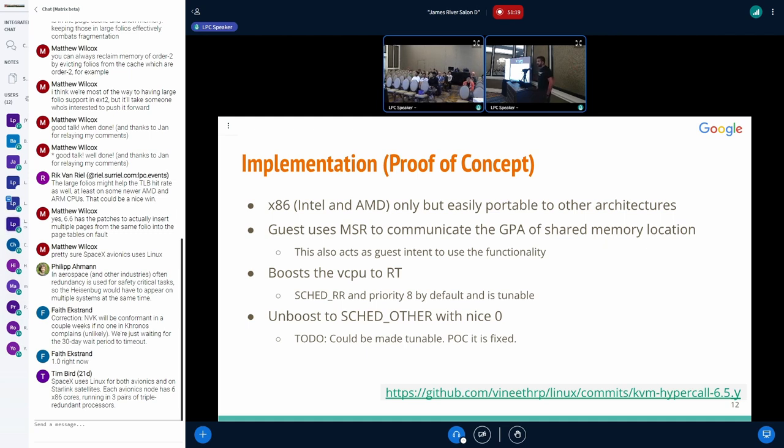So Vineeth mentioned the sharing of information between the guest and the host. Right now what we have is a per CPU structure that the guest has allocated, and it shares the address of that structure with the host using an MSR. So it writes the pointer into that MSR, and now the host knows where that structure is. Currently the boosting that we do is to RT, sched round robin, at priority 8, but this is tunable. And the unboosting we do is to sched other. In the POC, our unboosting is only to sched other, but we're planning to make that tunable as well. So you can boost and unboost to whatever you think makes sense for your system.